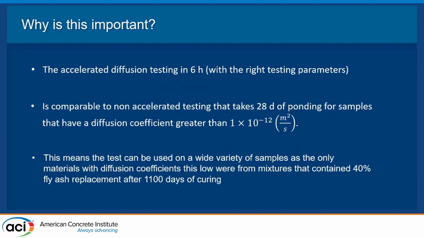So why is this important? Measuring the diffusion coefficient in 6 hours, having trustable data for a wide variety of samples except those that are showing a very low diffusion coefficient, is very important for industry. Having numbers in 6 hours instead of 28 days, and having a test method that is very easy for measuring the diffusion coefficient, it is very important to have this kind of test method.